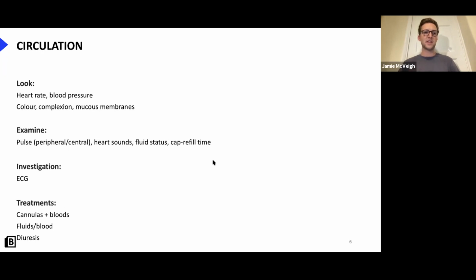The examination for circulation. Have a good feel of their pulse. Is it very weak? Are they tachycardic? Have a feel peripherally and centrally as well. If you're struggling to feel the peripheral pulse, that's quite worrying. It seems that they're very shut down. Have a listen to their heart as well. Are there any murmurs that you can hear? Are the heart sounds quite faint?